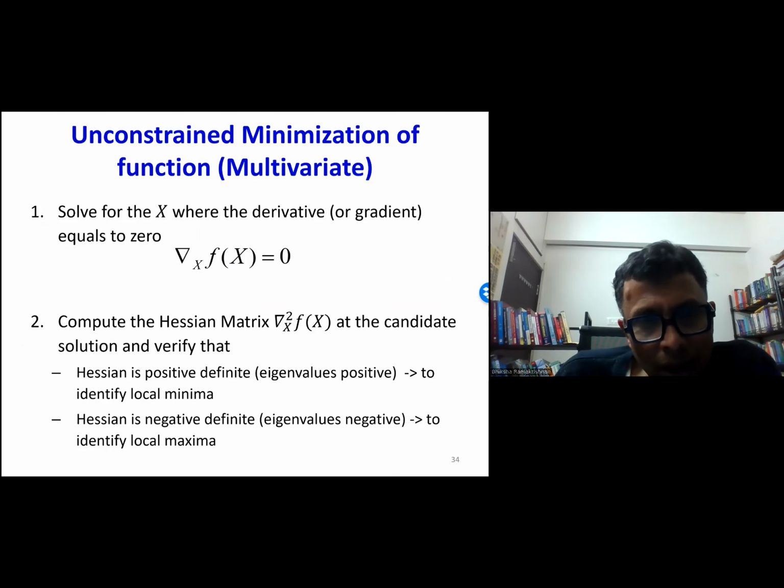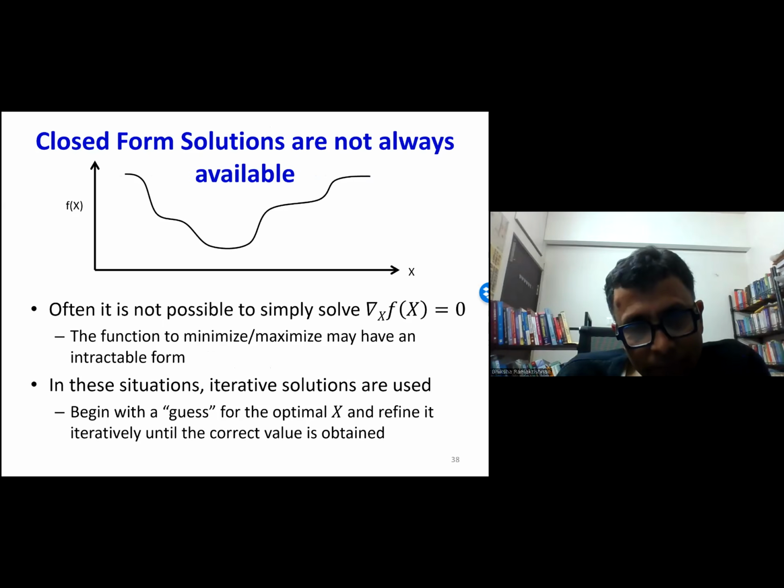And so to minimize a multivariate function, you compute the derivative, you equate it to 0, you get candidate solutions. You compute the Hessian at that point, and you check its eigenvalues. If they're all positive, it's a local minimum. If they're all negative, it's a maximum.